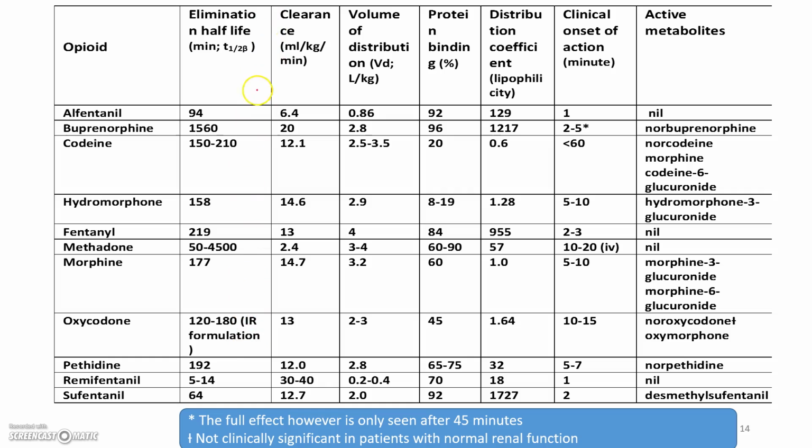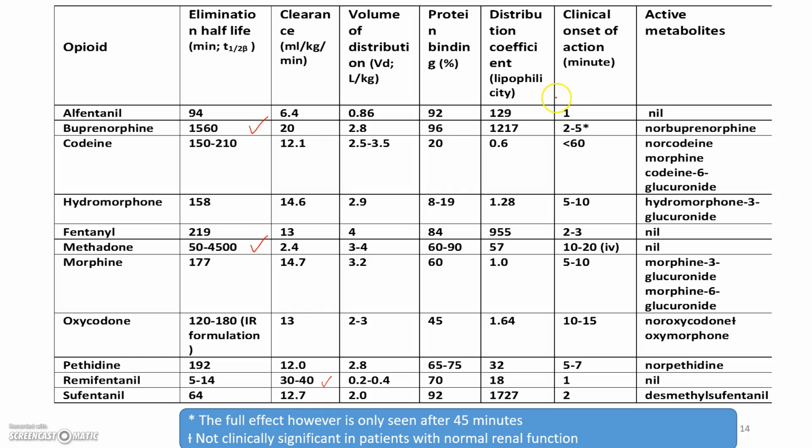When you look at the elimination half-life, it's pretty obvious that methadone and buprenorphine have the longest half-life, so it's going to take a longer time to be eliminated from the body. And in terms of clearance, remifentanil has the highest clearance, and the volume of distribution is not that different from one drug to the other, so they are about the same. For example, alfentanil is about 0.86 liters per kg. That's the volume of distribution. And in terms of protein binding, also not much difference between the drugs.